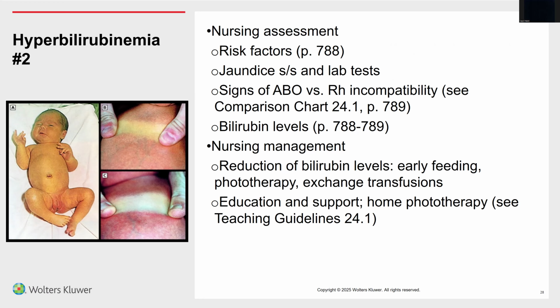We need to provide lots of education and support to the family. They're typically not prepared to have to stay for extra days in the hospital, or for their baby to have to stay extra days in the hospital to have jaundice therapy. And of course, sometimes the provider feels good enough to allow them to go home and maybe even have some home phototherapy done, where a bili blanket is brought by pediatric home health to the home, and then getting serial bilirubin levels drawn outpatient. So you need to see Teaching Guidelines 24.1 in your book.